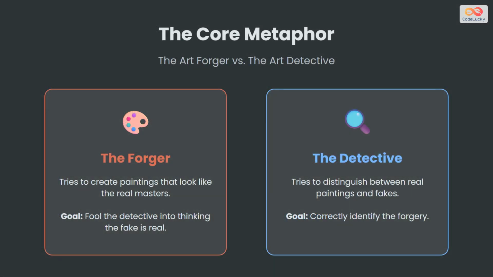To understand GANs, imagine a scenario involving an art forger and an art detective. The forger is trying to paint fake replicas of famous masters to sell them as originals. The detective's job is to look at paintings and determine if they are authentic or fake. This constant battle is the heart of a GAN.